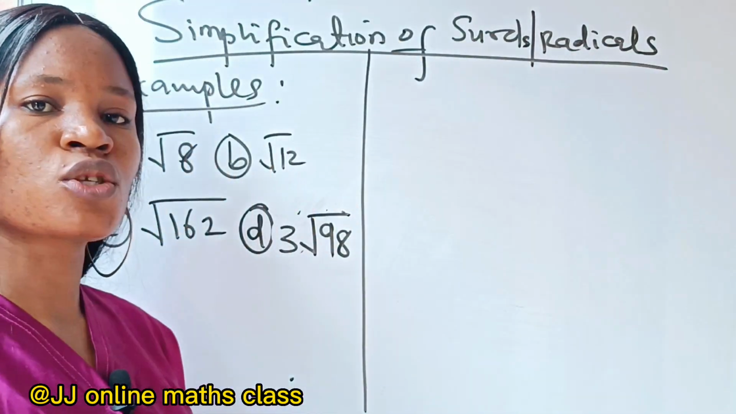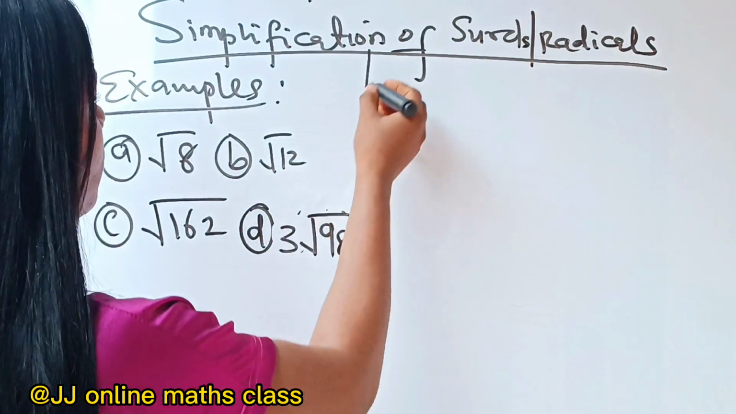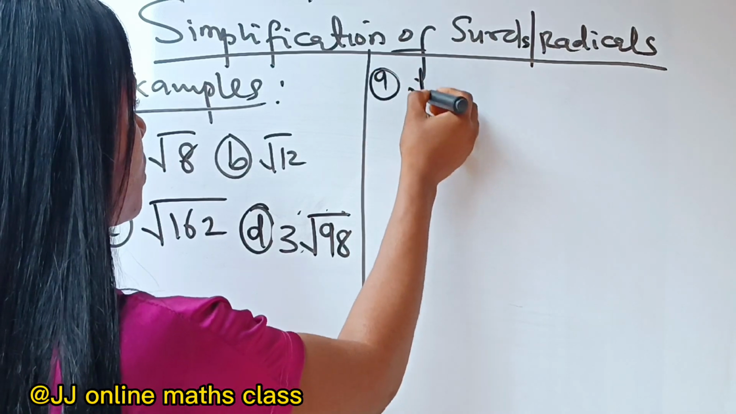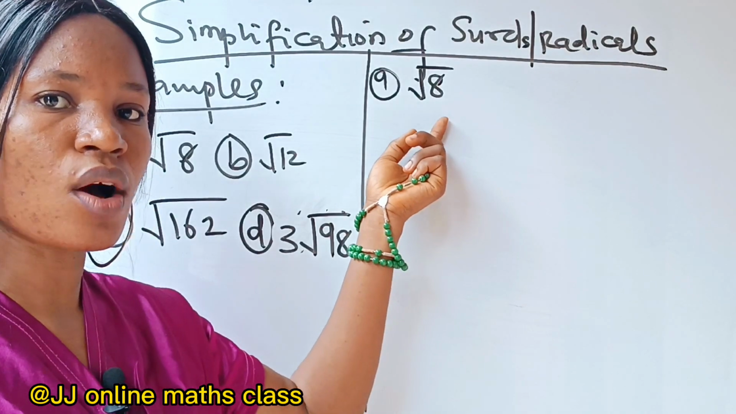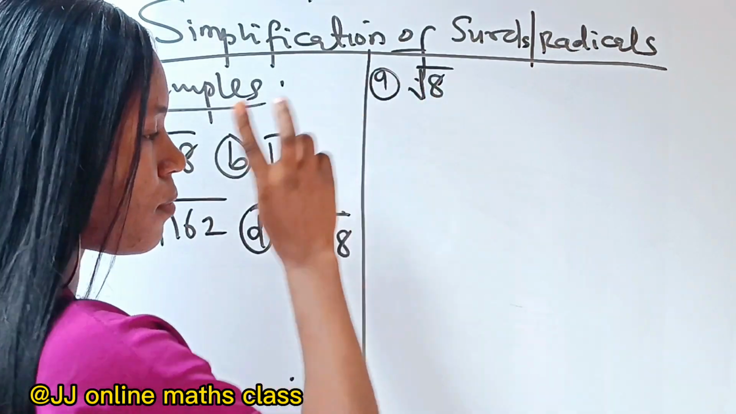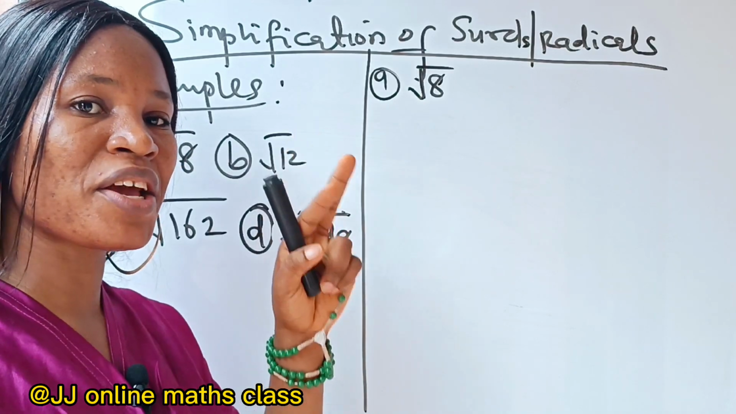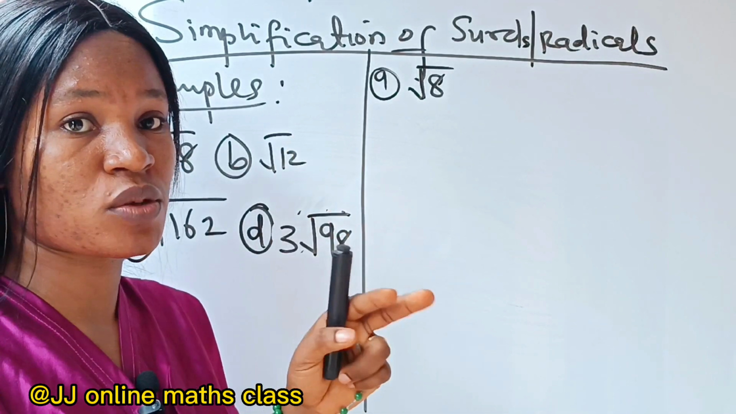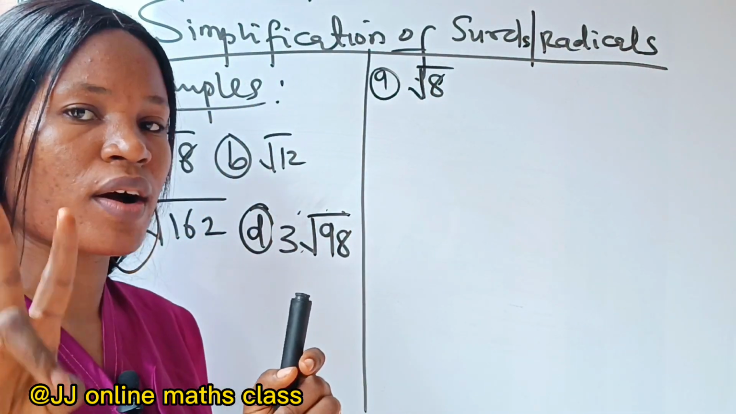Okay, now how do we solve this? These are very easy to solve. Let's start from the smallest or the easiest, root 8. Now when you want to simplify something like this, all you need is 2 factors of this 8. One of them must be a perfect square. Remember our explanation or definition of what a perfect square is. So when you want to solve this, you need 2 factors.